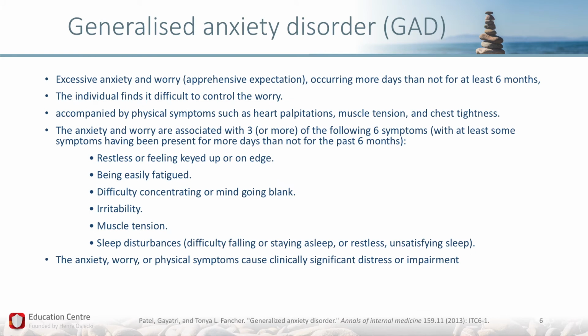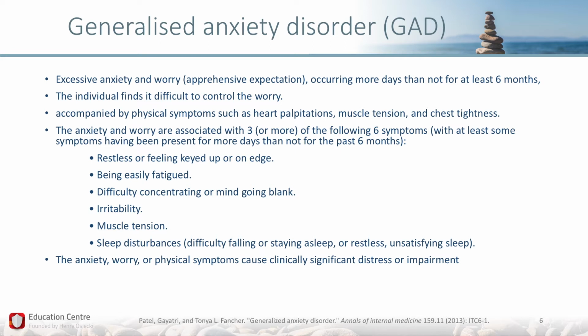To define generalized anxiety disorder, it's when you've got really excessive anxiety and worry, occurring more days than not, for at least around 6 months. This is where the individual finds it so difficult to control their worry. They try everything to relieve it, but they just can't. It's this heightened level that's occurring most days of their life.